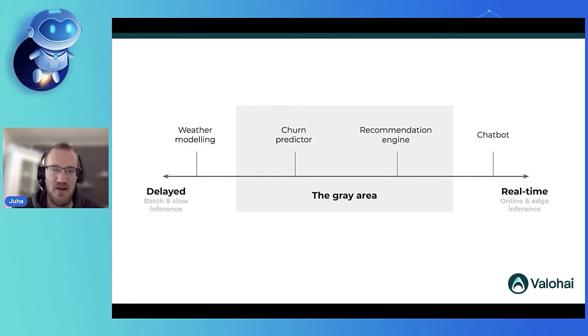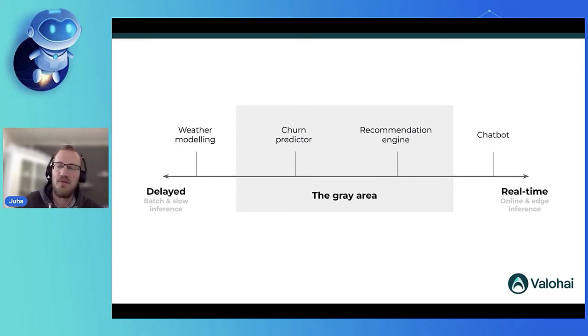The first question you need to have is, are you in the gray area? Is delayed or batch, and real time and online, are these options for you? Are they both realistic options? And if you are in the gray area, then the natural follow-up question is, which one do you pick?